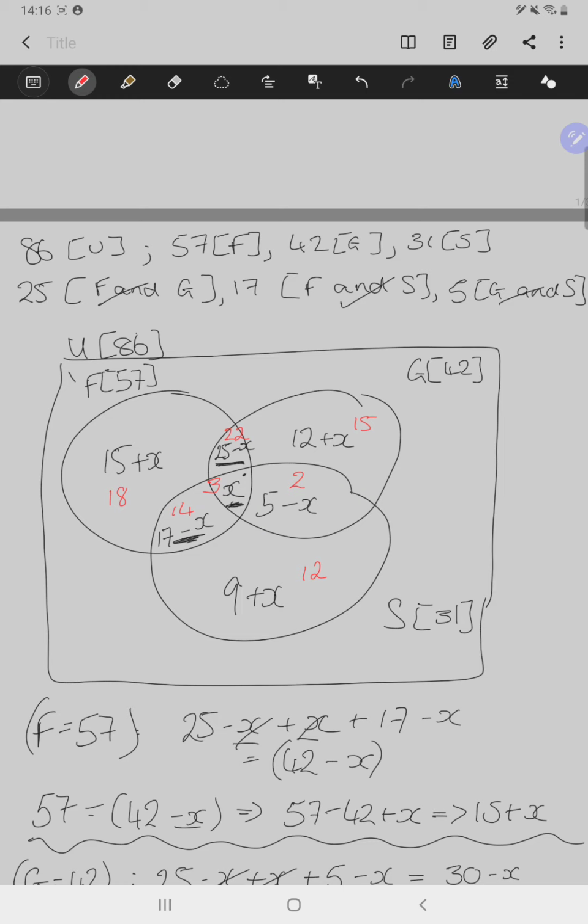So if you were to add up the red numbers, if you add up all of them, they will equal 86. If you add up the red numbers from the French circle, they'll equal 27. The red numbers from the German section, they'll equal 42. And the red numbers from the Spanish section, they will equal 31.